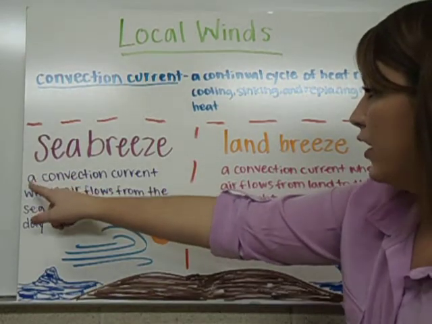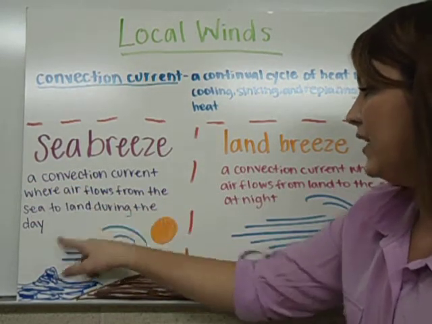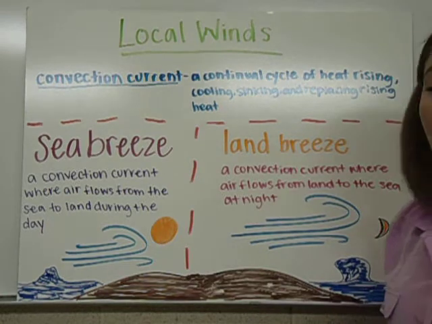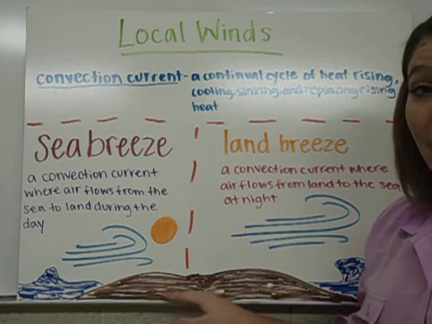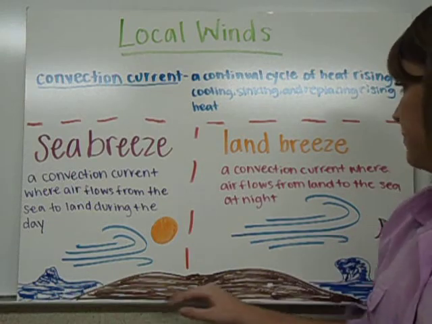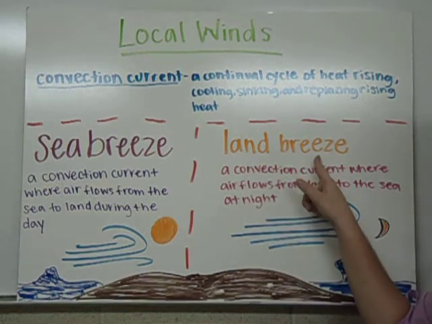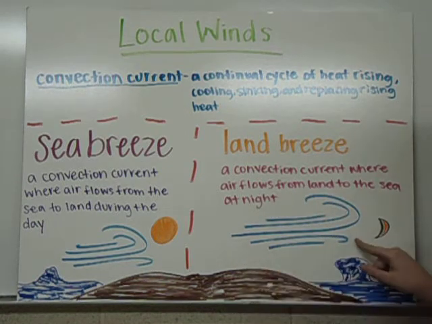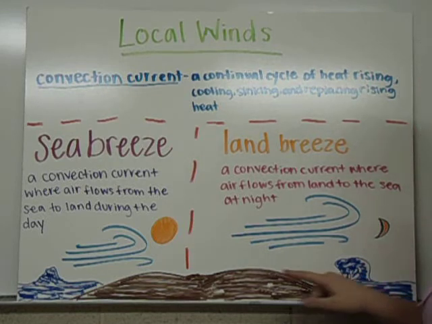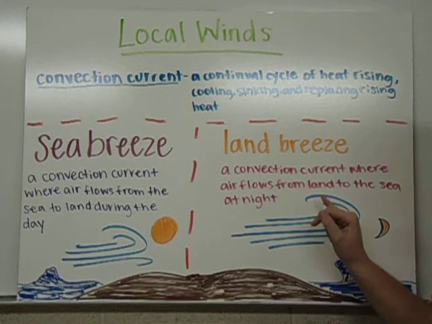Sea breezes are convection currents where air flows from the sea to land during the day. This is due to the uneven rates of heating on the Earth, where land heats up faster than the sea does. Land breezes, on the other hand, are convection currents where air flows from the land to the sea at night, and these are due to uneven rates of cooling. The land cools down much quicker than the sea does, causing this wind pattern to be observed.